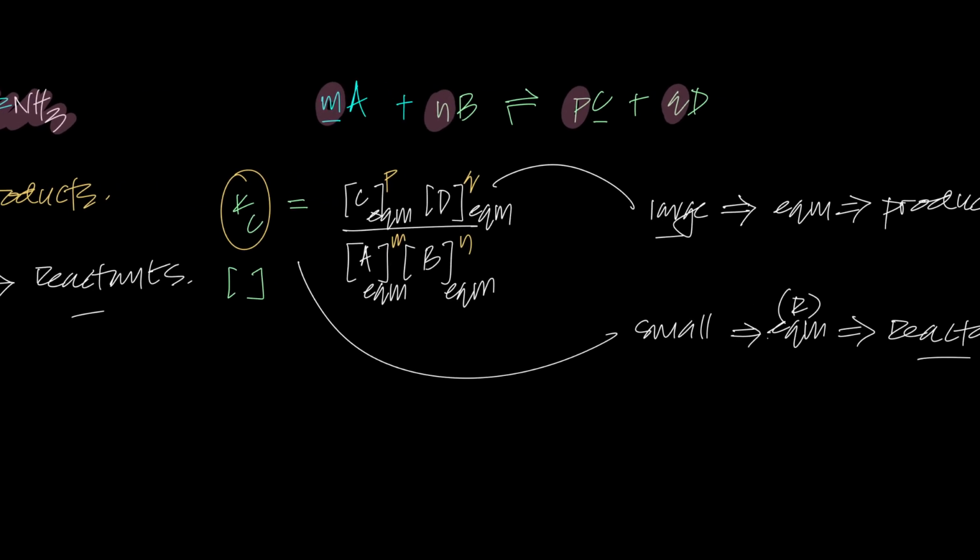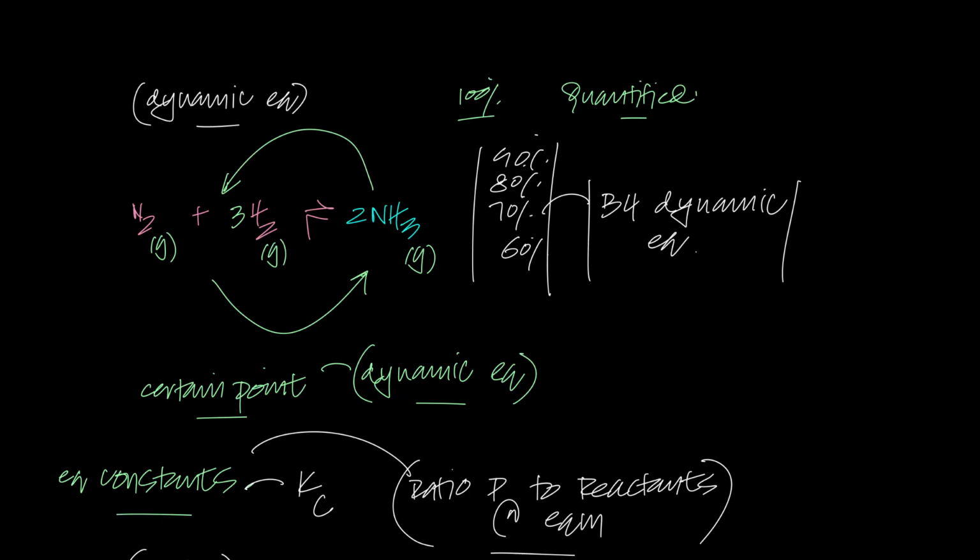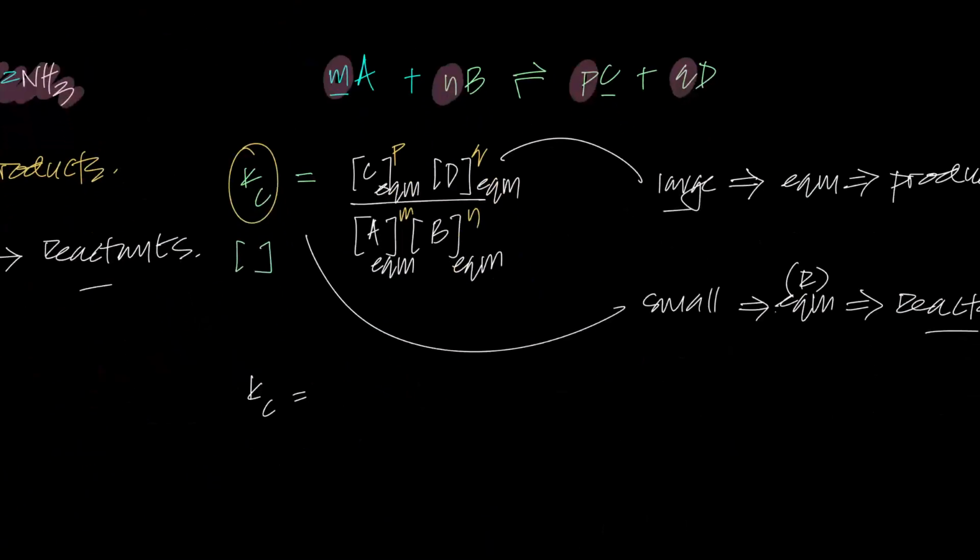Now scientists said, hey, Suleiman Khan, please cut us some slack. I said, what slack? They said, stop writing this EQM, EQM, EQM all over again, because we know that this is the concentration of C at equilibrium, D at equilibrium, A at equilibrium, B at equilibrium, because we already know that in dynamic equilibrium, we want to figure out at equilibrium which side is heavier. So these are already at equilibrium. No need to write it.